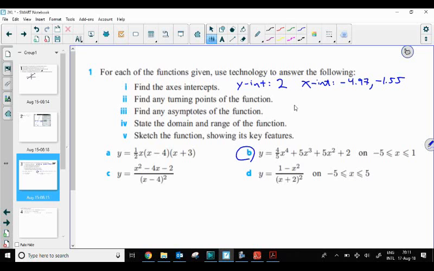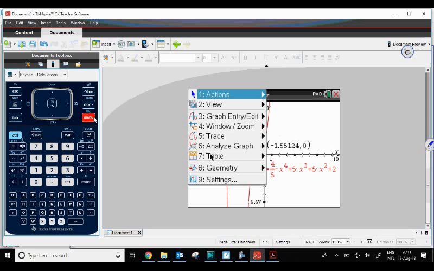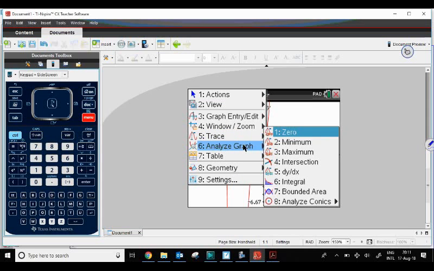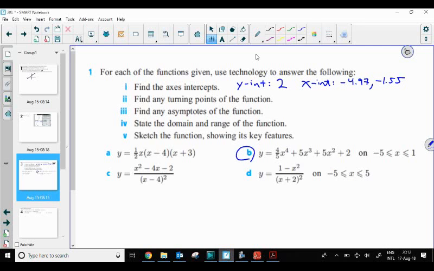Next, find any turning points. There looks like there are a few. It's clearly one here, and there's going to be one down here someplace. So I'm going to, again, analyze the graph. Let's find the maximum first. Right there, okay. The turning point, that's going to have both an x value and a y value. So we have negative 0.805, 2.97.